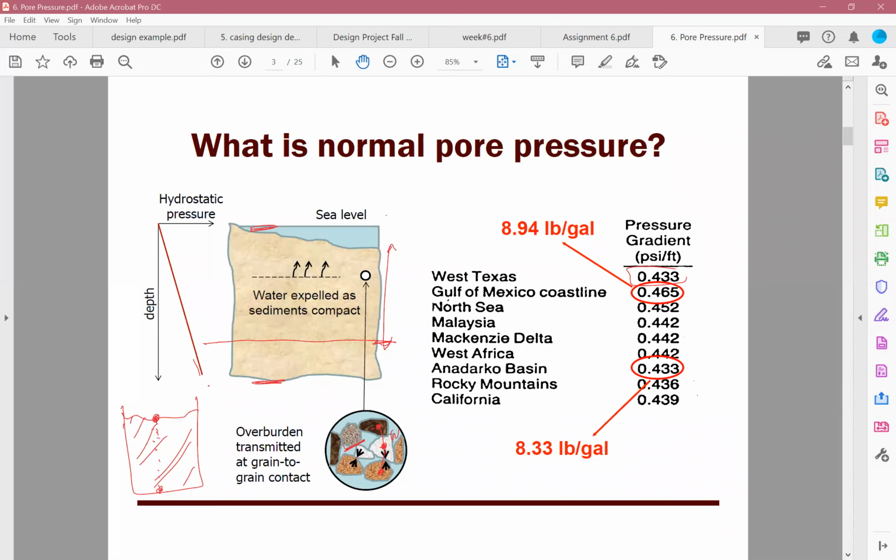And again, in terms of normal pore pressure, all these fluids are connected together, so hydrostatically connected, and the hydrostatic pressure changes linearly with depth. Any questions here?